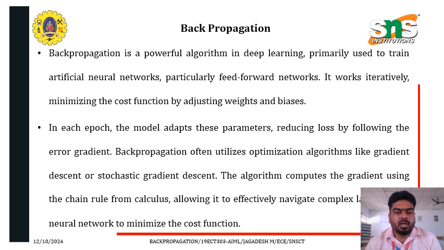Backpropagation is a powerful algorithm in deep learning, primarily used to train artificial neural networks, particularly feed-forward networks. It works iteratively, minimizing the cost function by adjusting weights and biases. In each iteration, the model adapts these parameters, reducing loss by following the error gradient. Backpropagation often utilizes optimization algorithms like gradient descent or stochastic gradient descent. The algorithm computes the gradient using the chain rule from calculus, allowing it to effectively navigate complex neural networks to minimize the cost function.